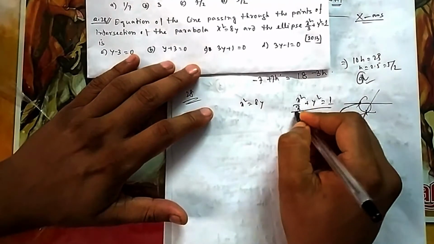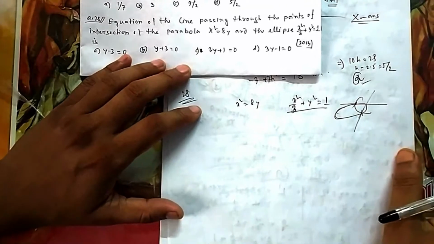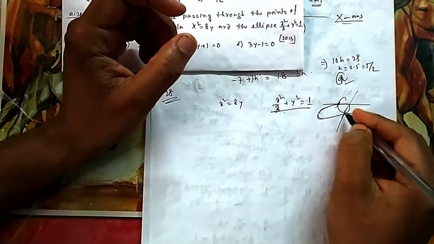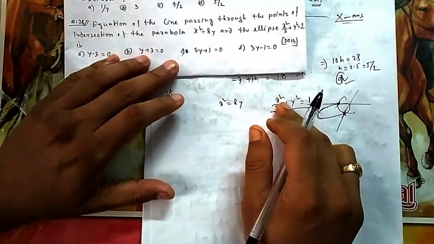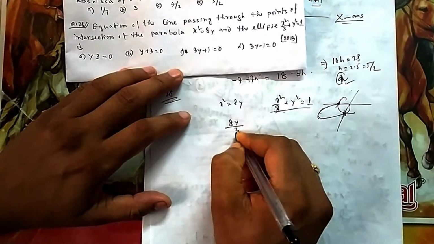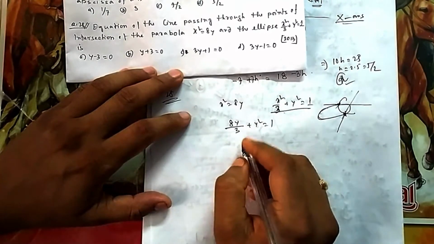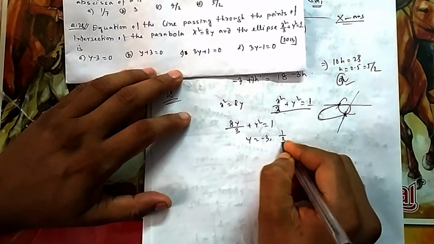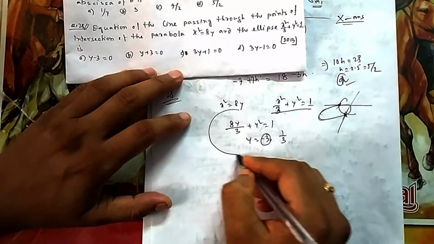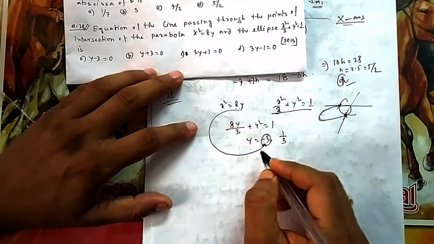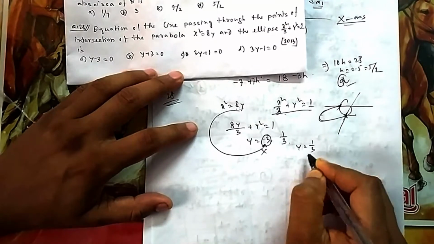But for any figure, if they ask you in coordinate geometry, the intersection of two figures is nothing but the solution of these two equations. If you solve these equations, you find the intersecting points. So let me solve these equations and find the points. If you solve it, you will find y is equal to minus 3 and 1 by 3. Now because it is a parabola, you have to check the y value. We cannot put y equal to minus 3 because it gives minus 24, and x square cannot be minus 24. So y should be 1 by 3.